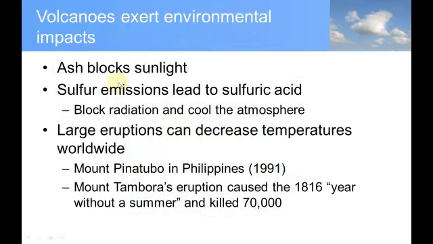Volcanoes can have an environmental impact. The ash can block sunlight. When Mount Pinatubo erupted in 1991, it actually caused an offset to global warming. It caused a little bit of a cooling effect, which offset some of the impact of global warming for a few years. Mount Tambora, which erupted in 1816, caused what became known as the year without a summer. It threw so much ash into the air that they had a very cold summer that year. So the weather patterns were changed for that year. And the eruption also killed 70,000 people.